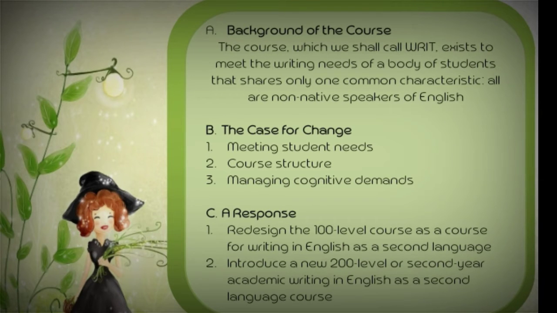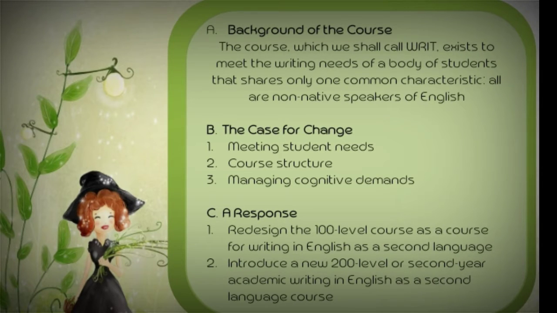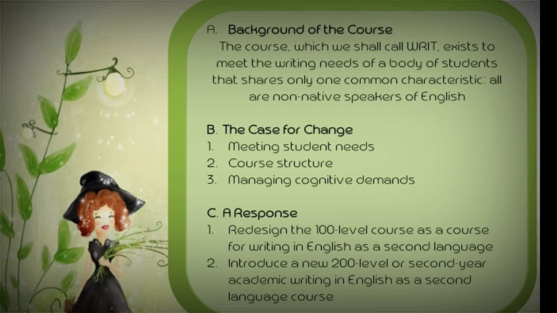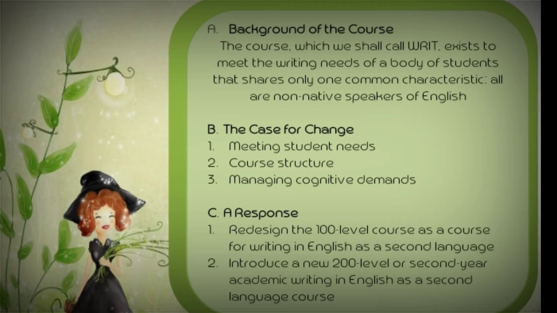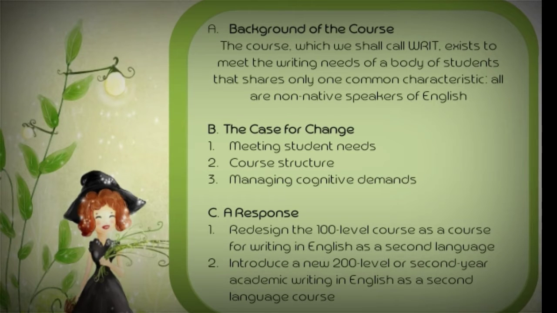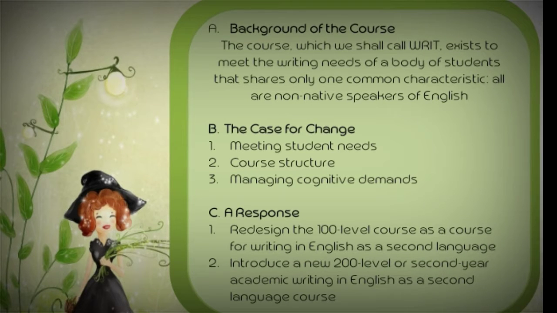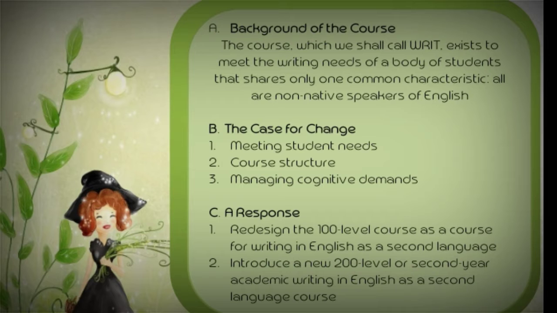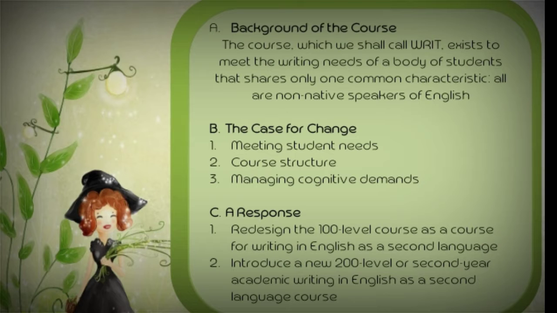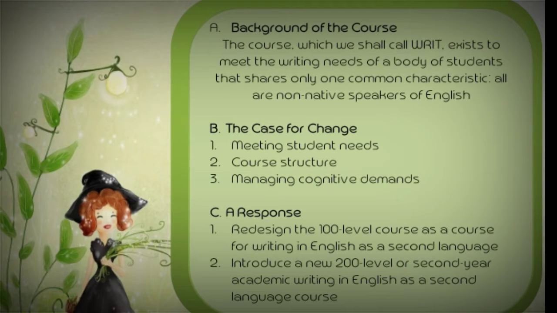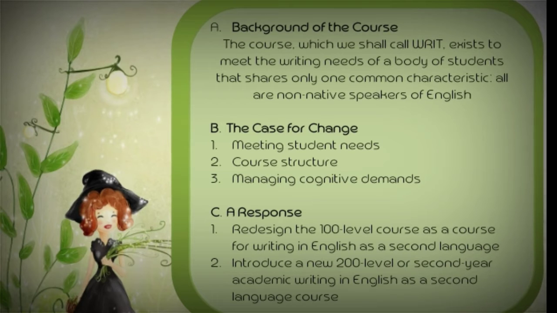The third one is managing cognitive demand. The course required students to produce 2 essays on quasi-academic topics, such as renewable energy or sustainable tourism, based on a book of pre-selected readings. Part C is the response. As a result of this concern, the university accepted a proposal to do the following. The first is to redesign the 100 level course as a course for writing in English as a second language.